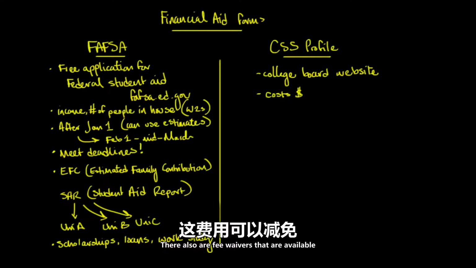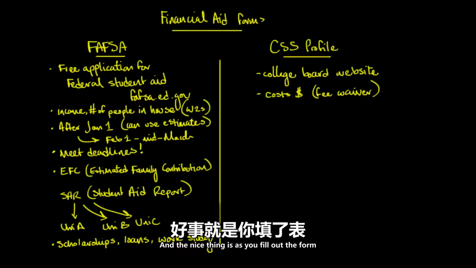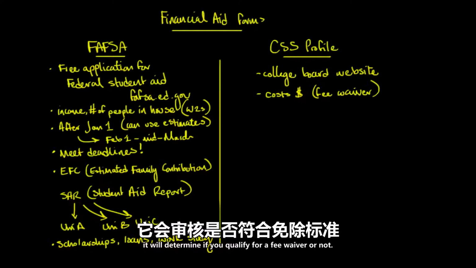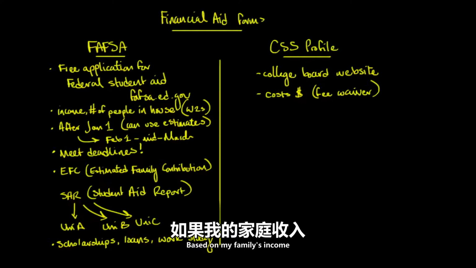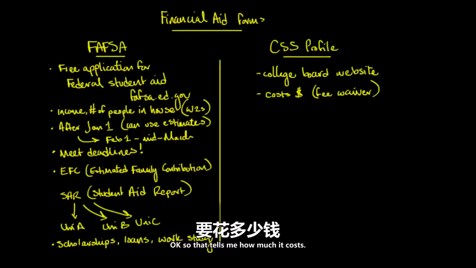There also are fee waivers available for this, so you are able to, again, do this without cost to your family. And the nice thing is, as you fill out the form, it will determine if you qualify for a fee waiver or not. Based on my family's income, that sort of thing. If it's below a certain level, right, I'll be able to fill out the form for free. Okay.